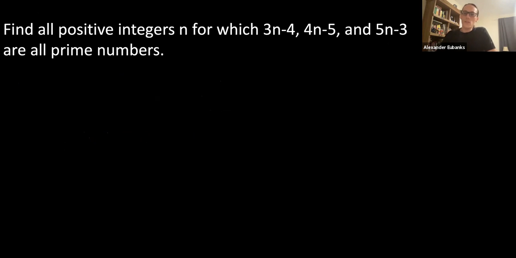So let's look at this problem. We want to find all positive, so no negative numbers here. And positive also means that 0 doesn't count. 0 is neither positive nor negative, so we don't want to include 0 in this. So when we say all positive integers, we're talking about 1, 2, 3, 4, and so on. So we want to find any and all of them for which all 3 of these numbers are prime, all at the same time. So that's the question.